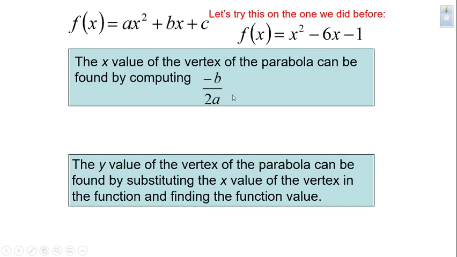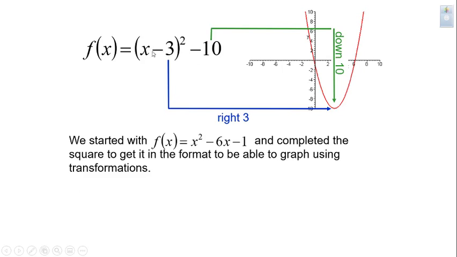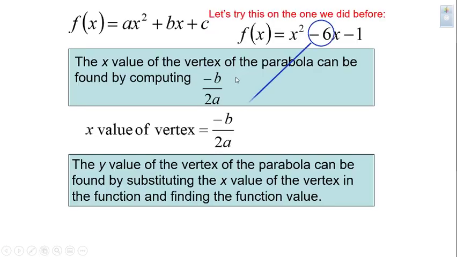So my x-coordinate for my vertex, which is h, is equal to negative b over 2a. So I do negative of -6 divided by 2 times 1. And when I simplify that, I get 3. -(-6) is positive 6, divided by 2 is 3, which is what we got in our previous approach. Now, when we plug the x-coordinate of the vertex into the function, we get the y-coordinate of the vertex, which is k.